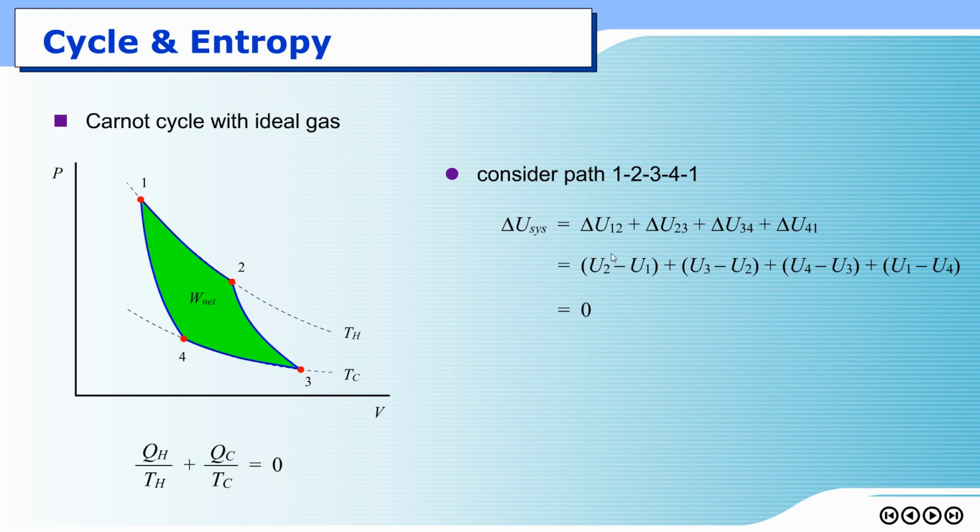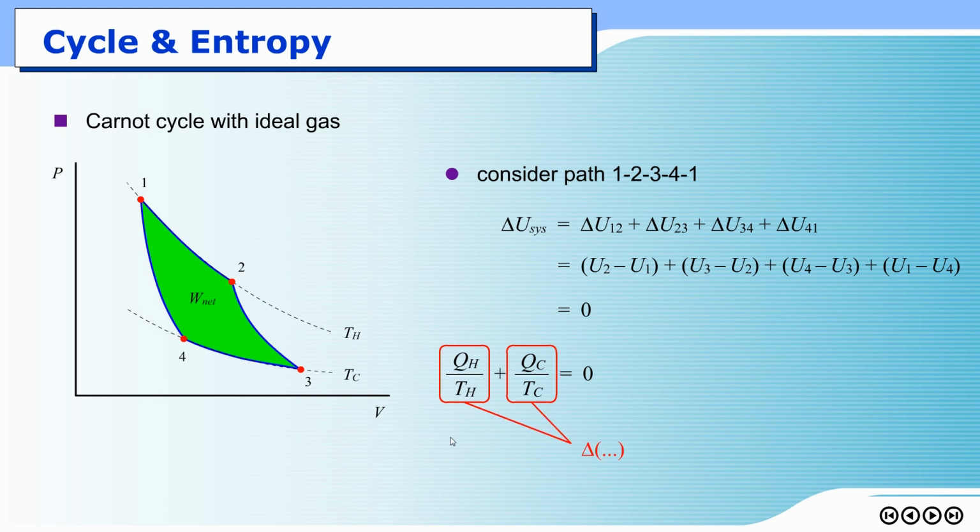If you repeat the same calculation for heat, you will not get 0 because heat is a path property. But if you take this equation, Carnot realized that this equation gives 0 as well, in a similar manner as delta U. So that means whatever is inside this red box, you can write this equation as delta of something equal to 0, and this something must be a state property in the same manner as delta U.